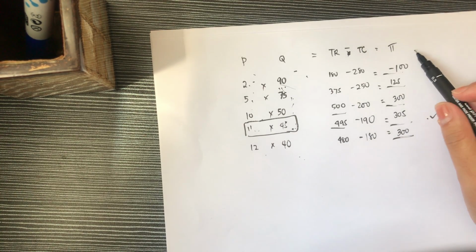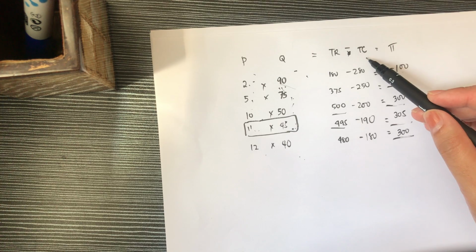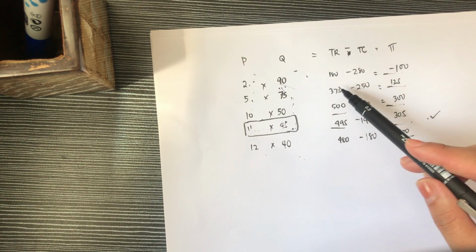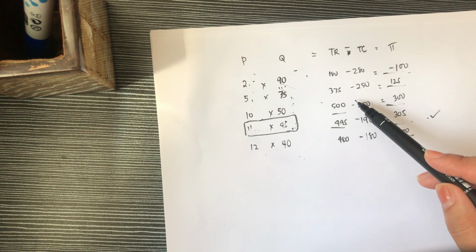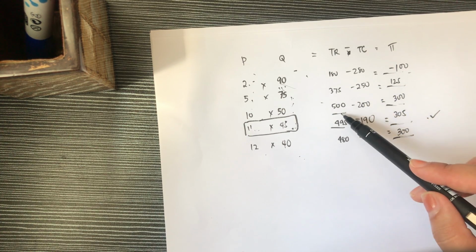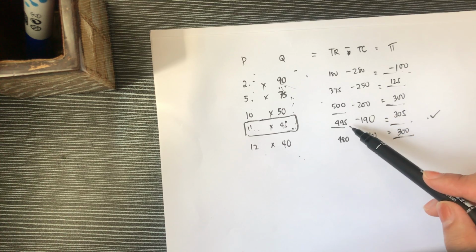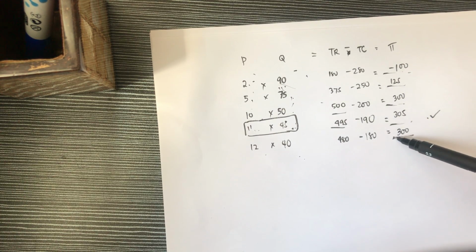And to get the profit, of course, you have to deduct total cost from total revenue. So 180 minus 280, that's negative 100. 375 minus 250, 125. 500 minus 200, that's 300. 495 minus 190, 305. And then 480 minus 180 is 300.